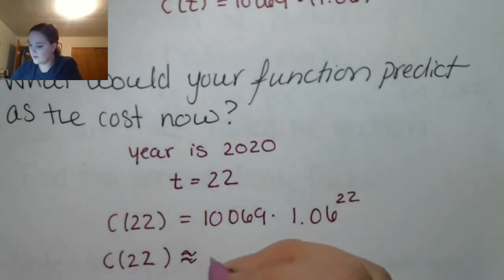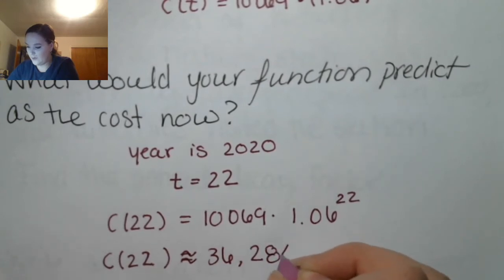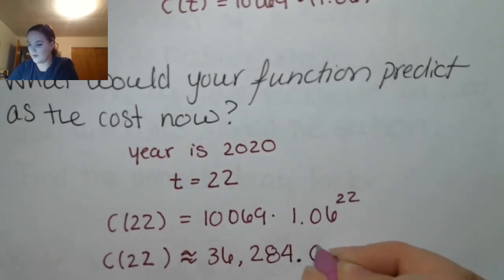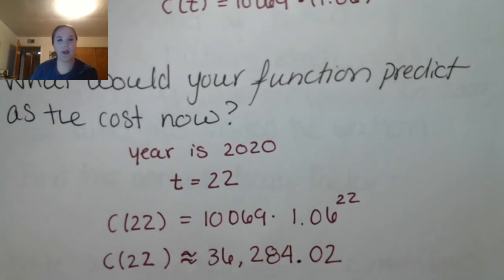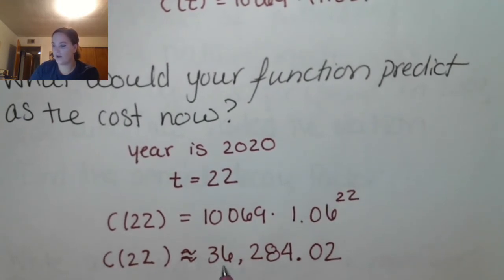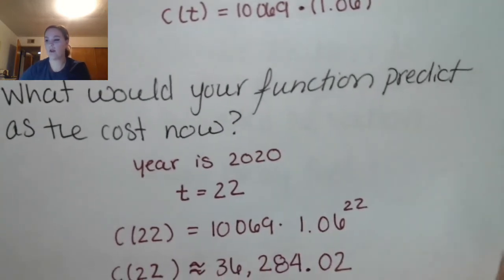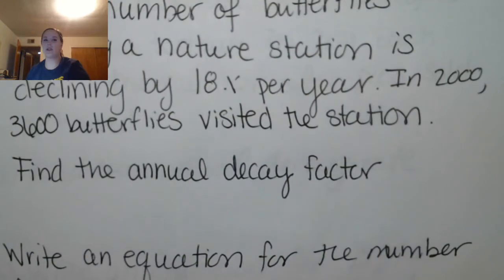So I get 36,284.02. Okay, so that means that our model predicts an average annual cost, right? So the cost for 1 year of public four-year education would be $36,284.02. Okay. All right, let's look at our next example.